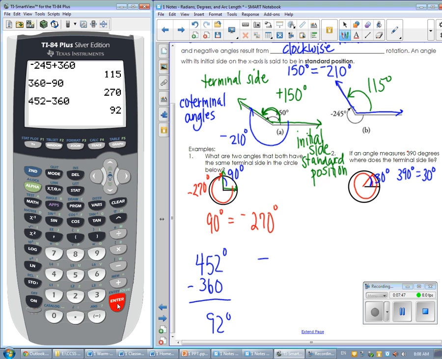If I had a negative 60 degree angle, well, again, that is not in standard form. I need to add 360 to get it in standard form so it's within one full rotation on my unit circle. And so when I do that, I get 300 degrees. So it turns out a negative 60 degree angle is equivalent to a 300 degree angle.